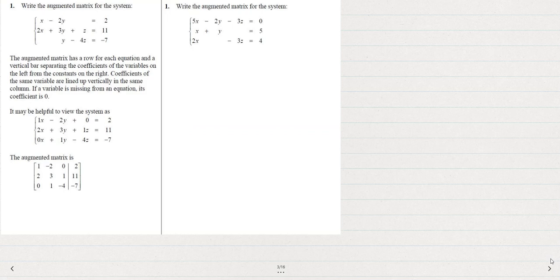Here's the first step, to be able to translate a system into a matrix. Here's how it works. This is a matrix. It's an ordered array of numbers. We're going to put two brackets, and this is an augmented matrix.